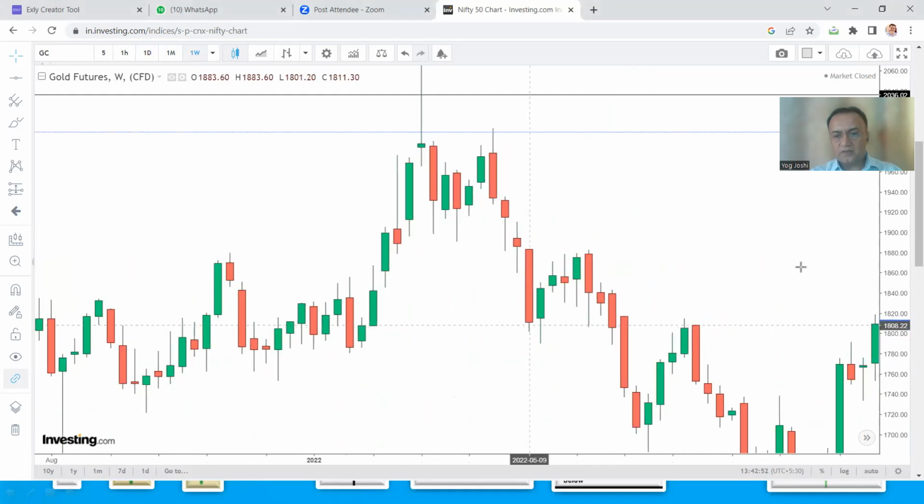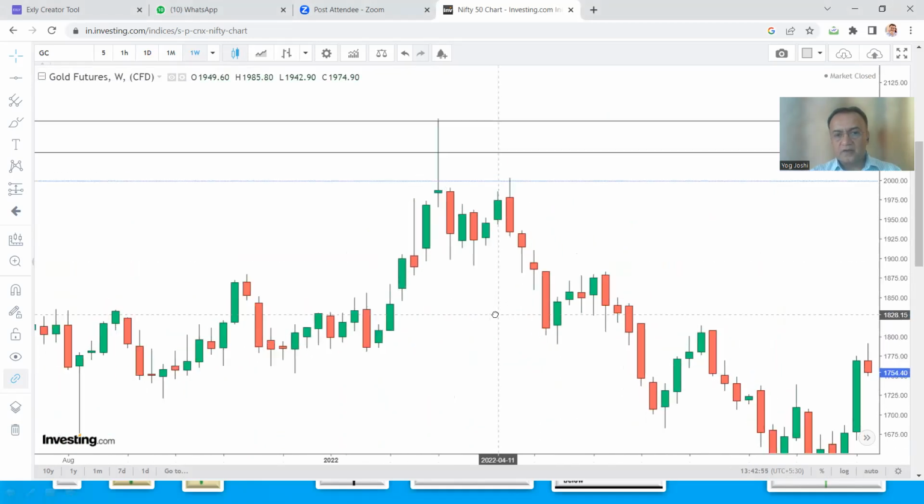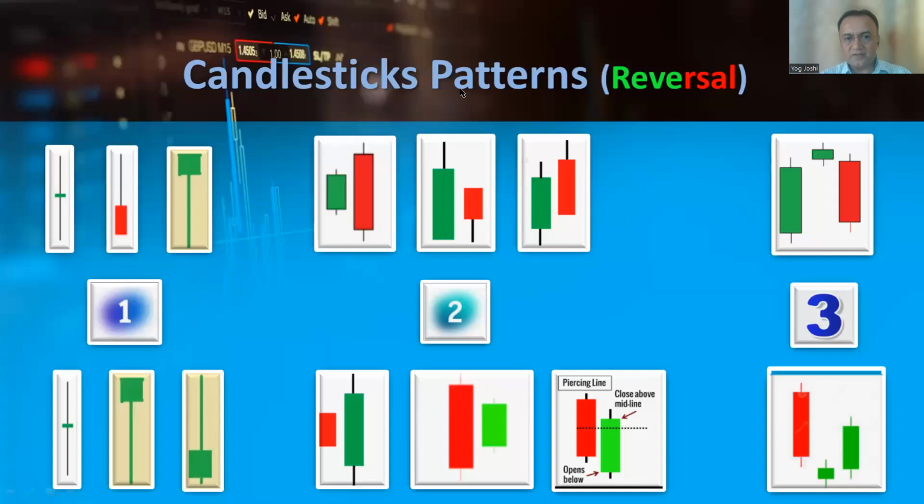See, this is the most interesting part of the session. Clear cut doji type candle. Is this candle available in our presentation? Yes, this is available in the presentation.